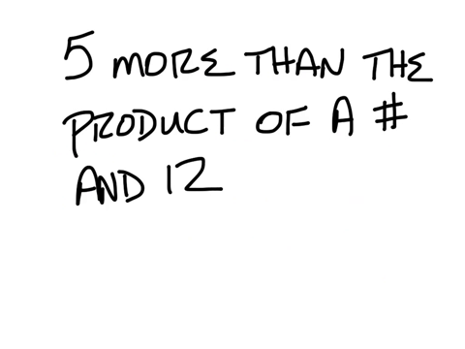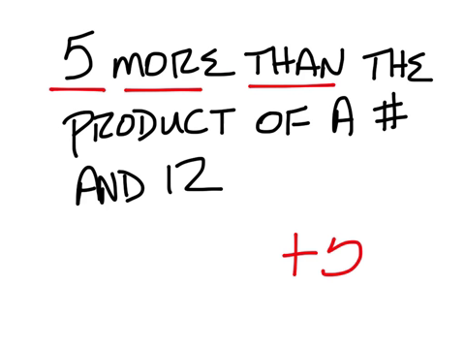Okay. What about this one? 5 more than. What does this mean? Add what? And where do I put it? On the right. 5 more than the product of a number and 12. How do I write the product of a number and 12? 12x. So 12x plus 5.